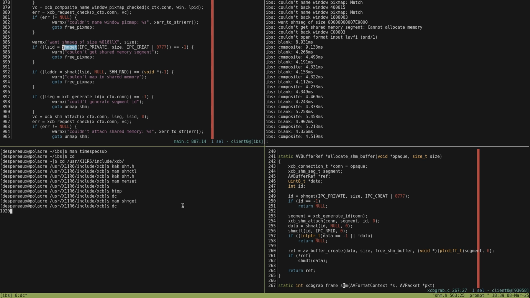What is it, 1920 by 1280? How do I get that number even? Because I think that's the whole screen. So its size should be depth by width by height. So we can divide by that.